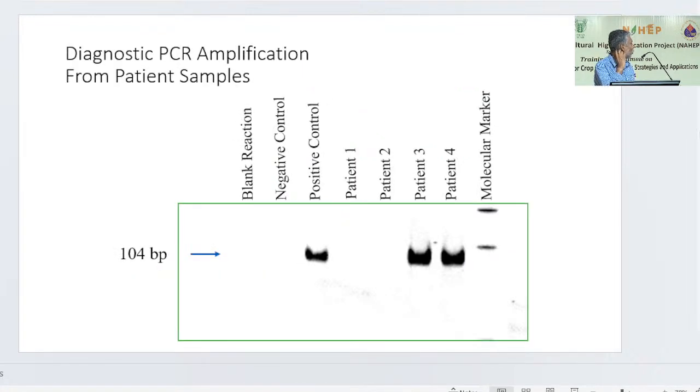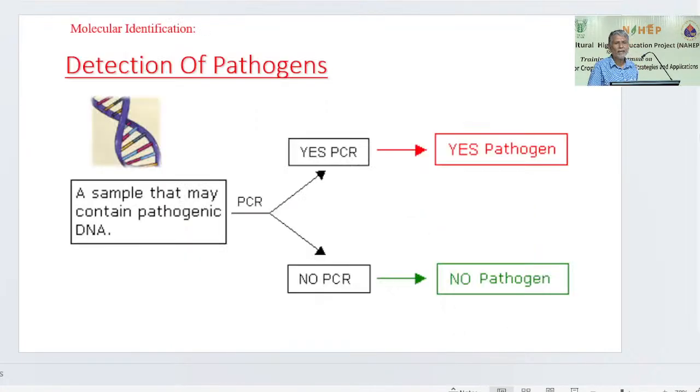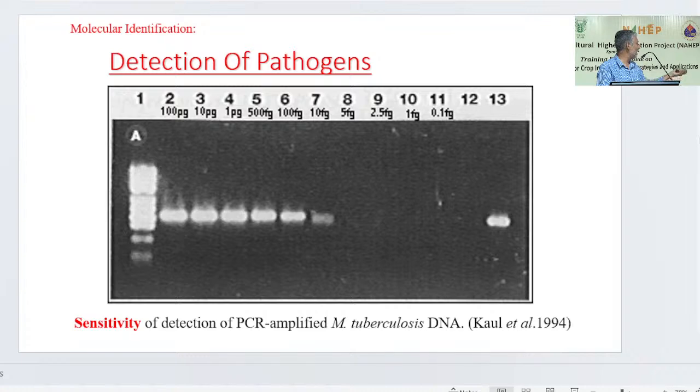Then coming to patient samples, because this picture was taken from a medicine book, but this is what we do for disease detection in case of pathogens. Basically, you have a gene which is causing the disease. So if you have the primer, if it is yes, then it is yes, if it is no, then it is no. So this is how it goes.